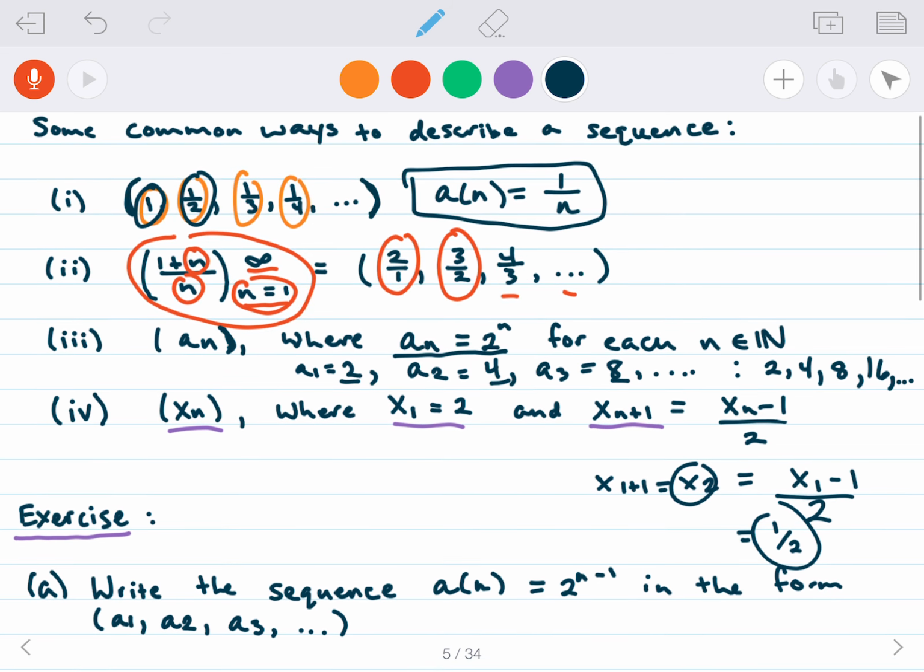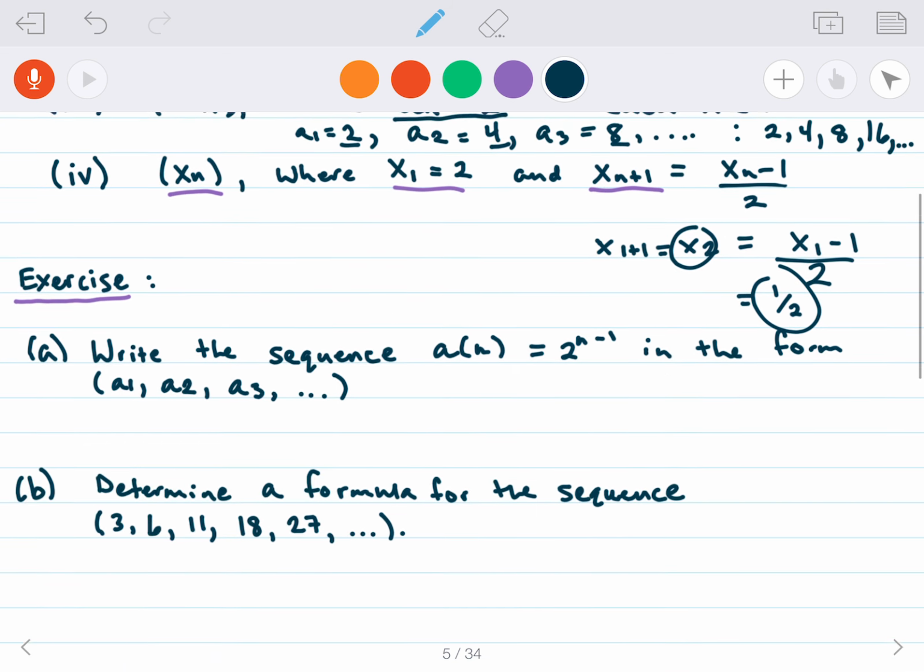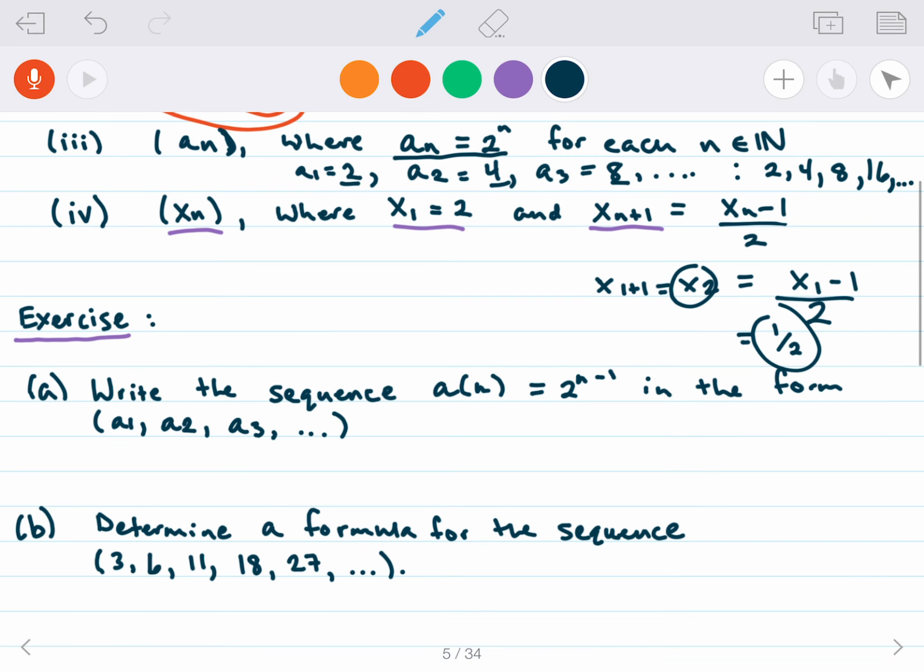Okay, and I think, no, I guess we didn't do this one. But yeah, so here's the rule. If we want to just list out the elements, we would start at n equals 1. So 2 to the 1 minus 1 is just 1. 2 to the 0. 2 to the 2 minus 1 is 2, etc. 3 minus 1 is 4, etc. So that's how you would write this in that notation.